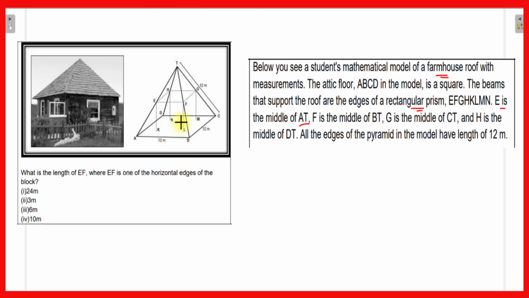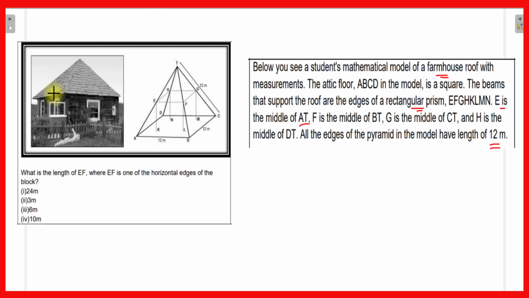F is the midpoint of TB, G is the midpoint of TC, and H is the midpoint of TD. All the edges of the pyramid of the model have length 12 meter. All the edges are of the length 12 meter.